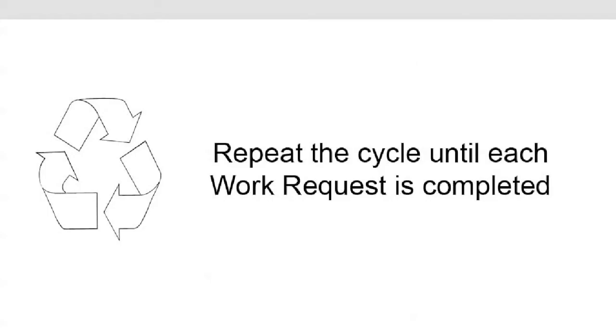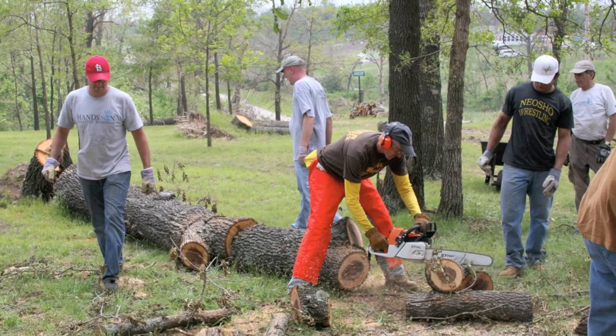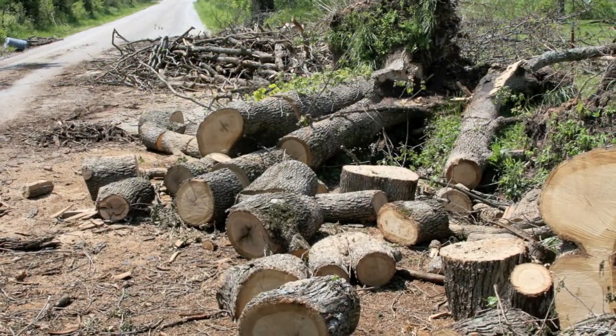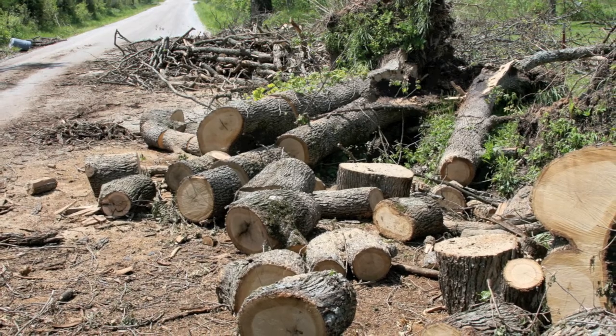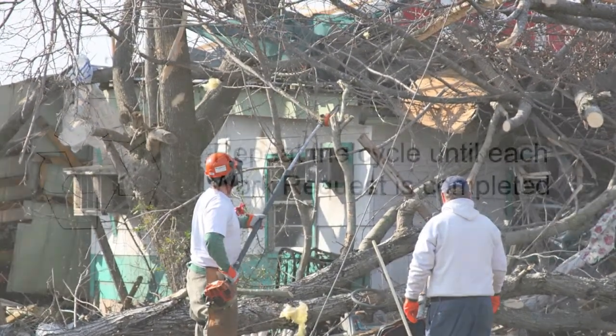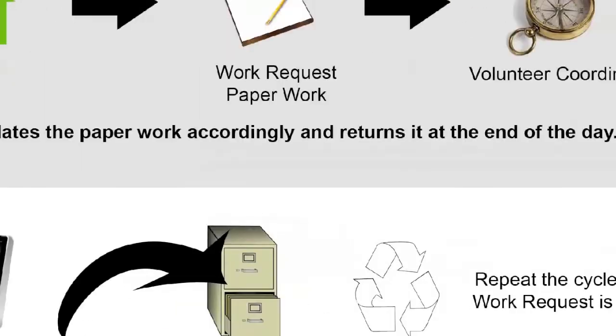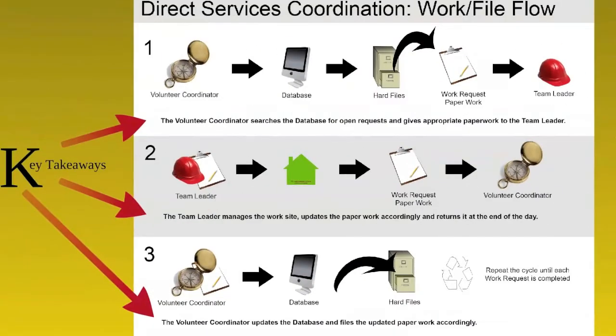Oftentimes, our volunteers may go out to a site to clear trees after a tornado, but the homeowner is in a real financial need. So we can very easily, most of the time, take care of the tree need, but at that point we may not be able to help them with their financial need or something else. So the key takeaways here are that we use a database and hard file system to track incoming needs from the community and our progress to meet those needs.